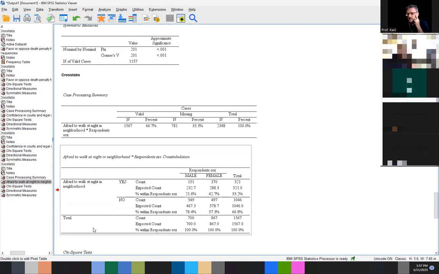The first thing you look at is how many males and females are there. 700 males and 867 females in the sample. How many are afraid and how many are not? More people are not afraid. Okay, by 2 to 1.